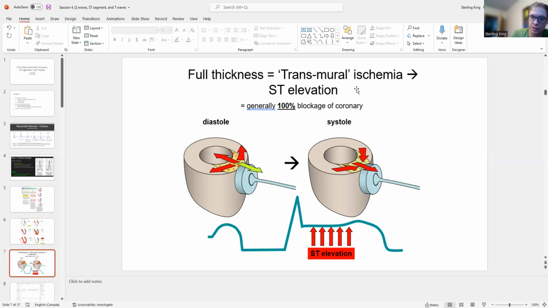So if there's full thickness ischemia, the heart tissue is going to die if something's not done. ST elevation is usually a 100% blockage of the coronary artery. Essentially what we're saying here is that when the heart is relaxing, the positive charges are pushing away from the lead, so you're going away. But when you're contracting, the positive charges are actually pushing towards the lead.